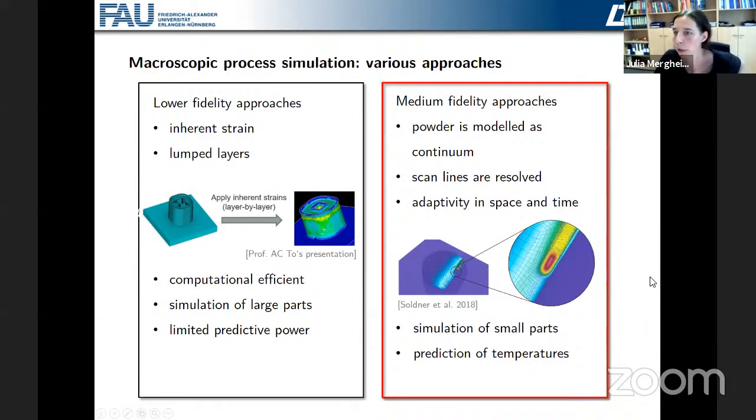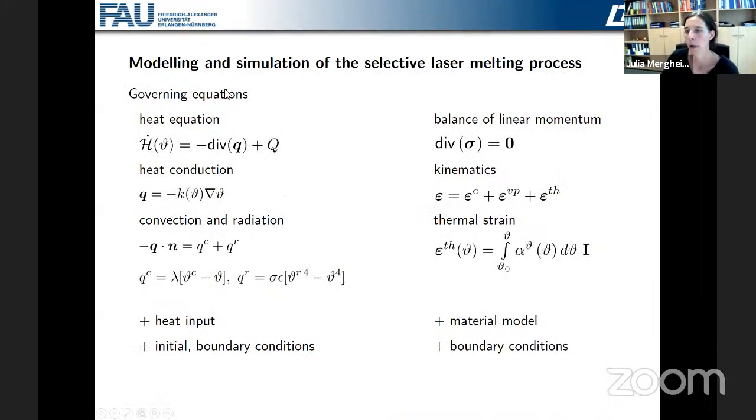So today I would like to introduce in the following our medium fidelity approach, and then also discuss its accuracy and efficiency. So here we have the governing equations. So we have a thermomechanical problem. So for the thermal problem, we solve the heat equation, and for the mechanical problem, the balance of linear momentum.